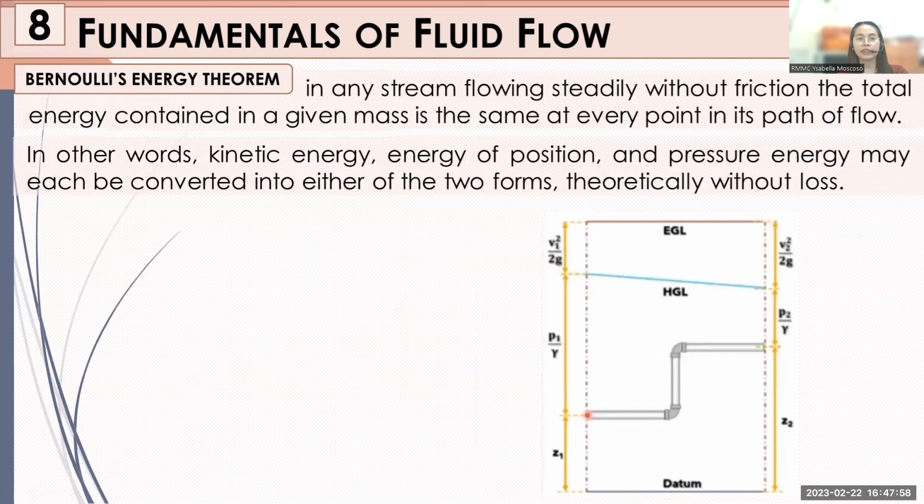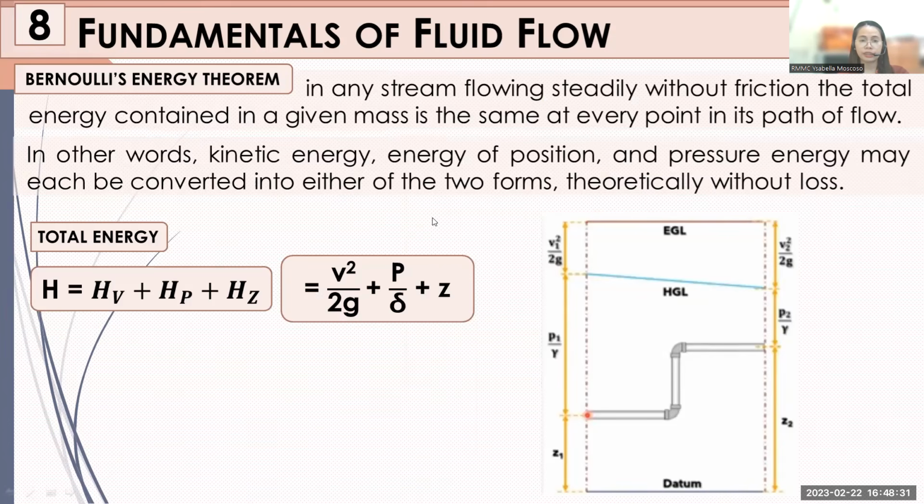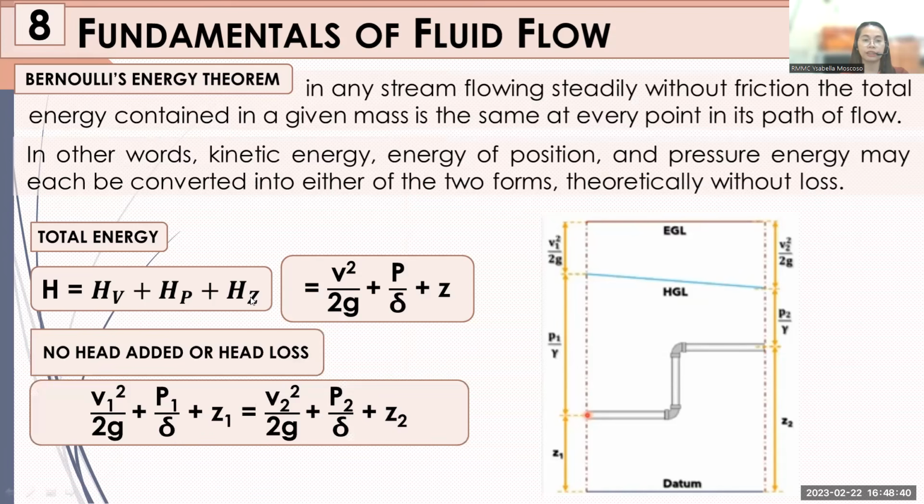So, let us establish what I mentioned earlier, which is Bernoulli's energy theorem. Bernoulli's energy theorem states that for any stream flowing steadily without friction, the total energy contained in a given mass is the same at every point in its path of flow. In other words, kinetic energy, energy of position, and pressure energy can each be converted into either of the two other terms theoretically without loss. Okay? As we said earlier, this is your energy head or total head, which is velocity head plus pressure head plus elevation head.